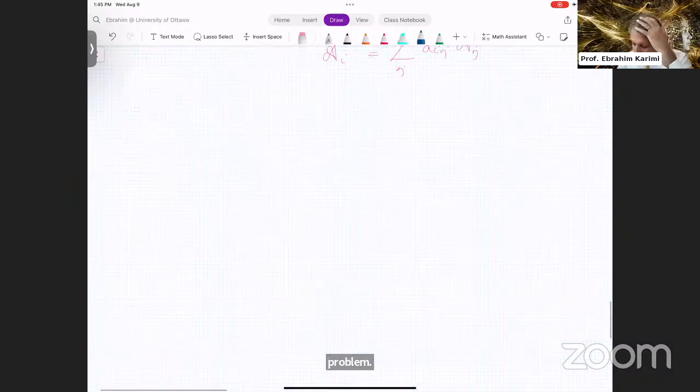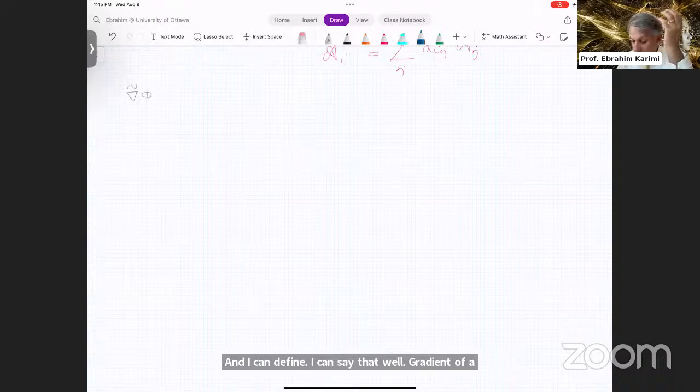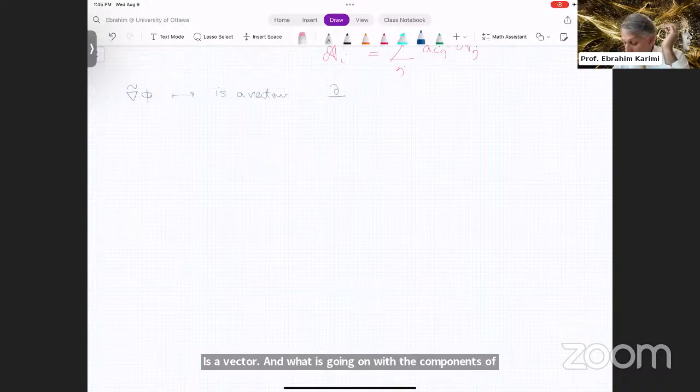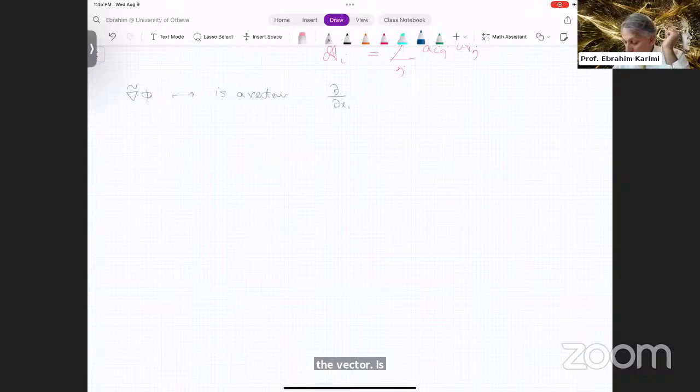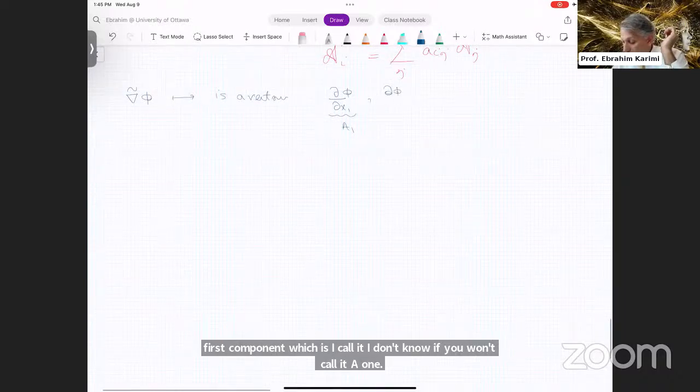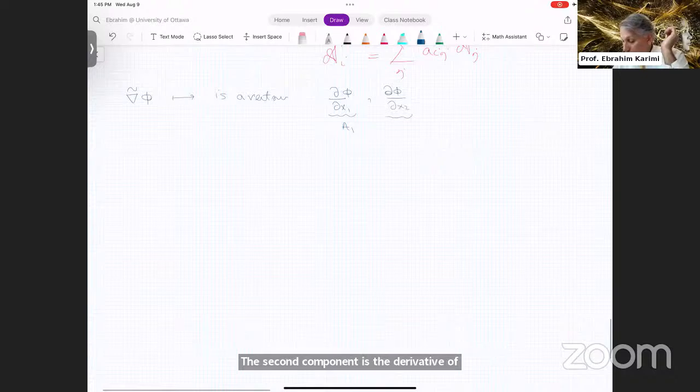I can say that the gradient of a scalar, which is phi, is a vector. And what is going on with the components of the vector is the derivative with respect to x1 is the first component, which I call A1. The second component is the derivative of phi with respect to x2, which is A2. Derivative of phi with respect to x3, which is A3.